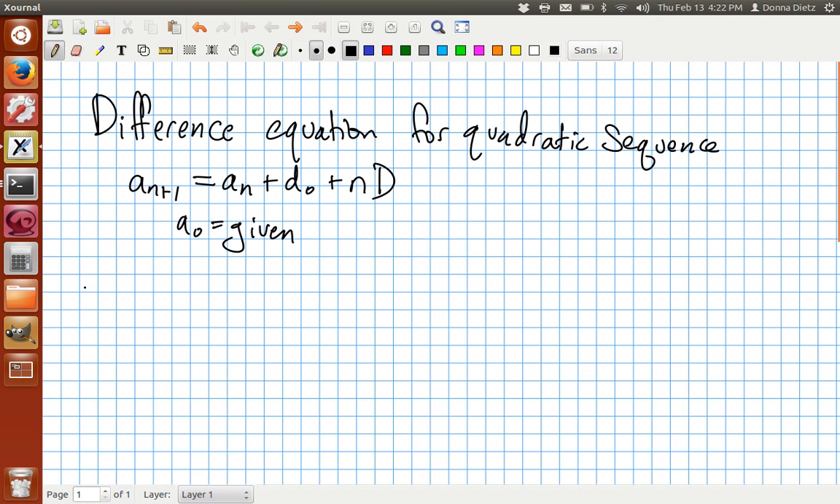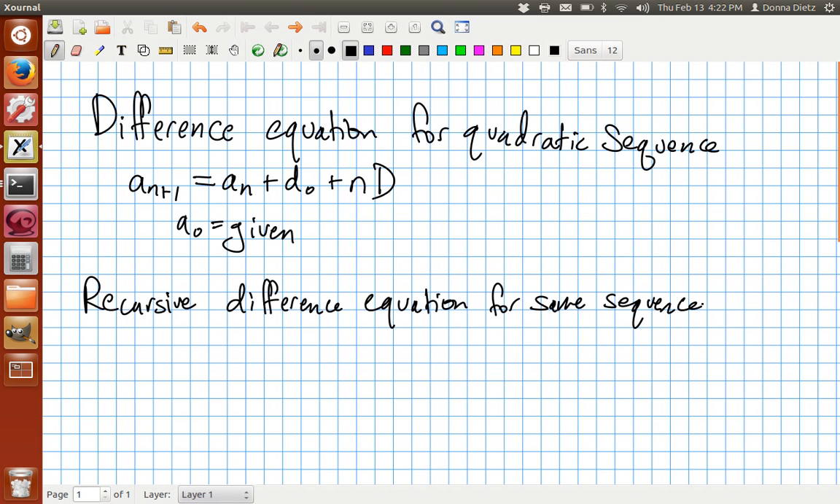Now, I'd already said that the recursive difference equation for the same sequence is something that you can write down too, and that's a_{n+1} = 2a_n - a_{n-1} + D, and then you'd have a bunch of different options. There are options for a_0, a_1, or d_0, and you get to pick 2 of 3.